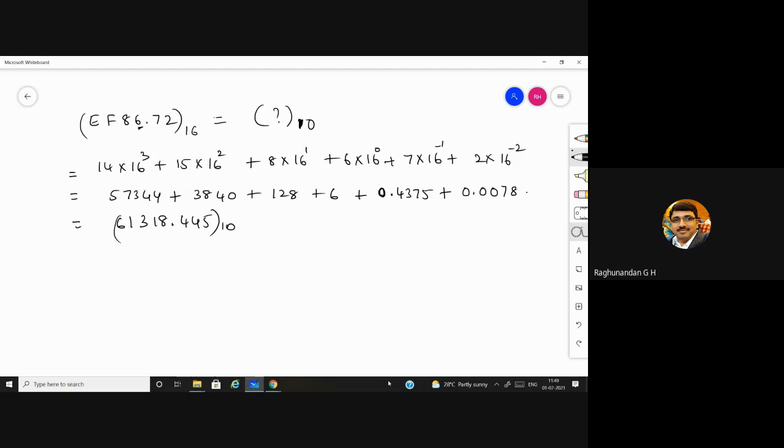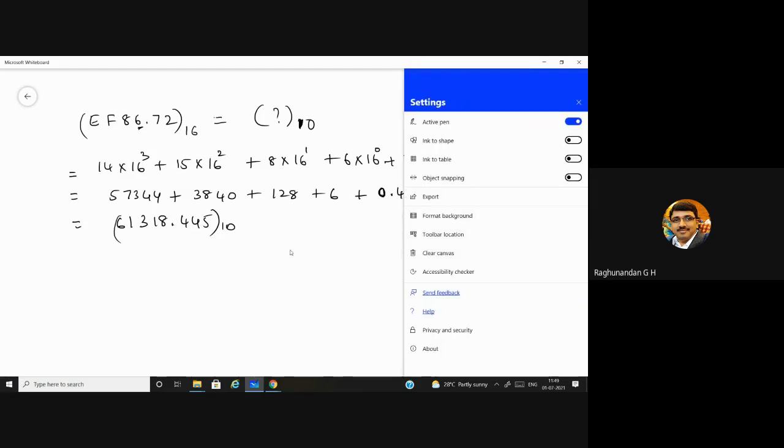So this is about hexadecimal to decimal conversion. We'll stop it here and tomorrow we'll continue with the other conversions.